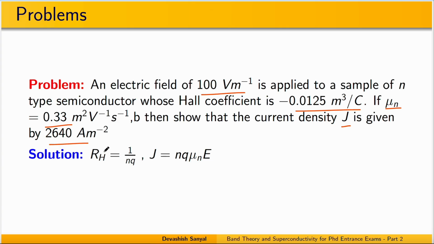We know the definition of the Hall coefficient: RH is equal to 1 by nq, where q is the charge of the carrier. RH is given, so you get n. Once you get n, for current density you put n, q is the electronic charge, mu n is given, and E is given. So you can find out J. This is all straightforward.